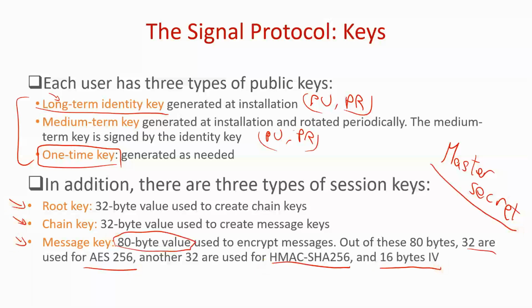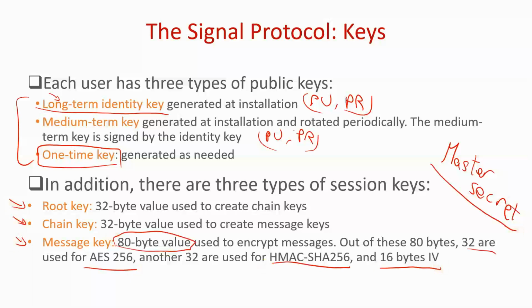Okay, so again, when you want to send a message to someone, you go to the WhatsApp server, you ask for their long-term identity key, their medium-term key, and one of the one-time keys that they have sent. You take these, you use them to generate a master secret. You feed the master secret to a key derivation function to generate the root key. You feed the root key to a key derivation function to generate the chain key.